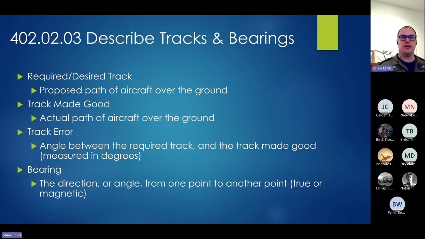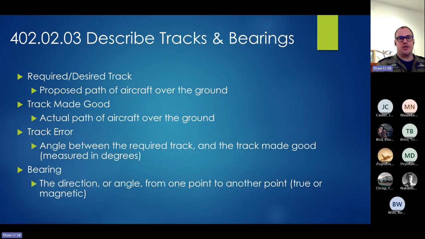Track error is the angle between the required track and the track made good. So that 1 in 60 rule that we were talking about, that's an example of track error, right? So we know that we're a mile off course and we are in error by a degree because we traveled 60 miles, right? So we can use our 1 in 60 rule to determine track error. One of the things we can do. So it's the angle between the required, so what our plan was, and what actually happened. The angle between those two is the track error.